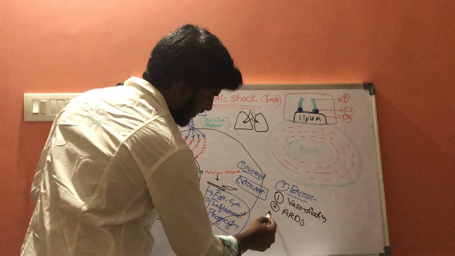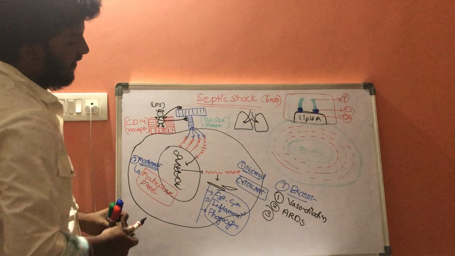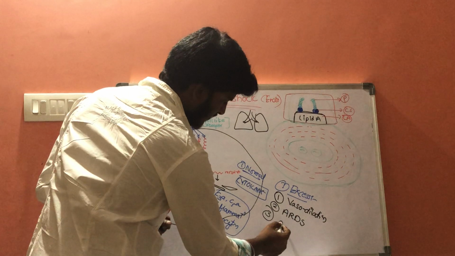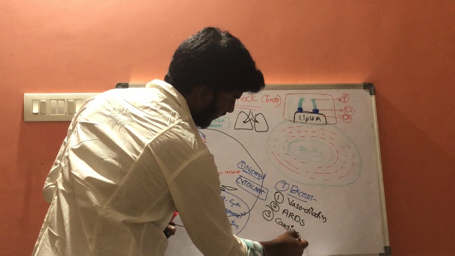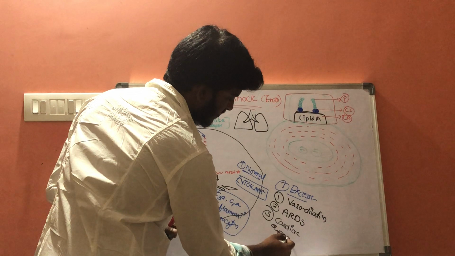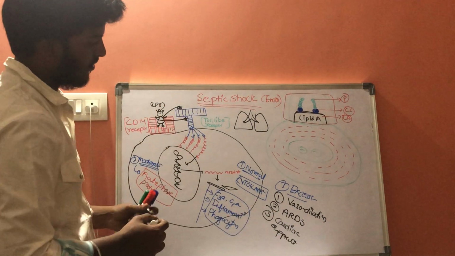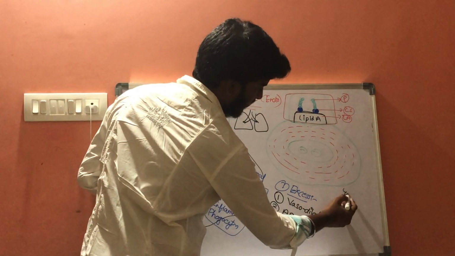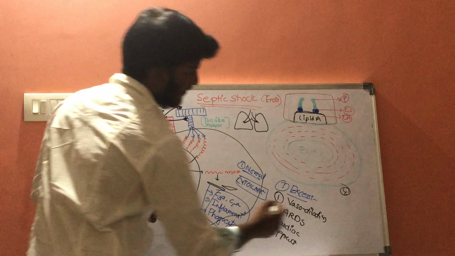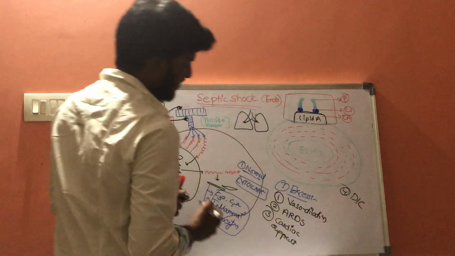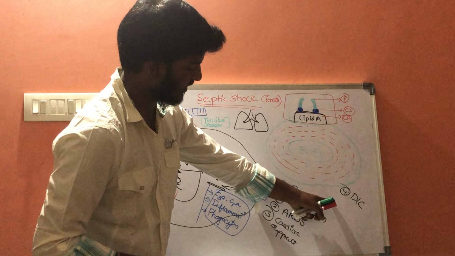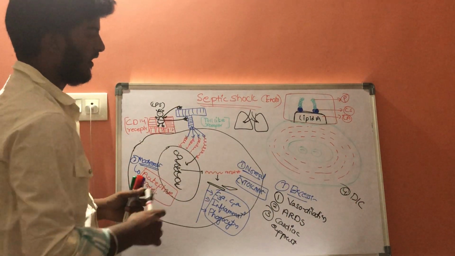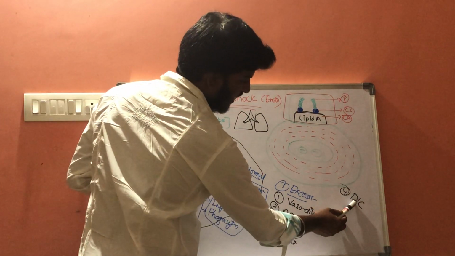And the third characteristic feature is, whenever there is excessive production of cytokines, they work as cardiac suppressants. And the fourth characteristic feature is DIC. What is DIC? Disseminated intravascular coagulation.